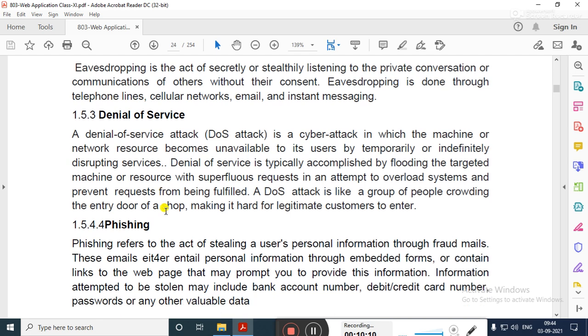DoS attack, that is denial of service. So what is denial of service? A denial of service attack is a cyber attack, and cyber means the connection of networks. It is an attack in which machines or network resources become unavailable to their users by temporarily or indefinitely disrupting the services. Denial of service is typically accomplished by flooding the target machine or resource with superfluous requests in an attempt to overload the system and prevent legitimate requests from being fulfilled. A DoS attack is like a group of people crowding the entry door of a shop and making it hard for legitimate customers to enter.